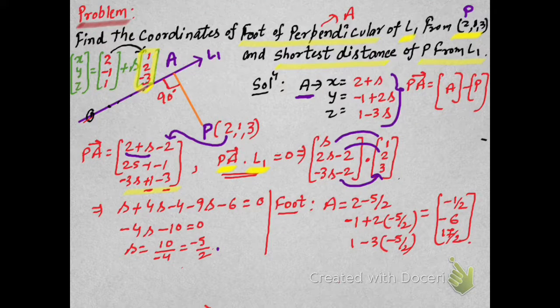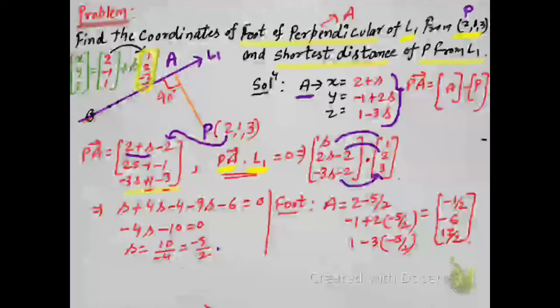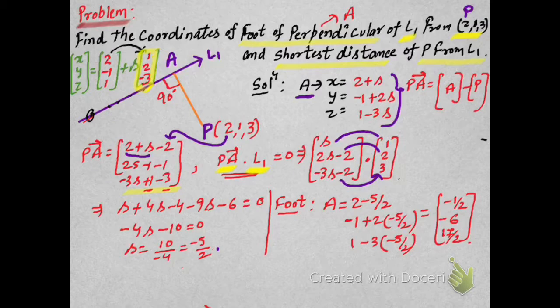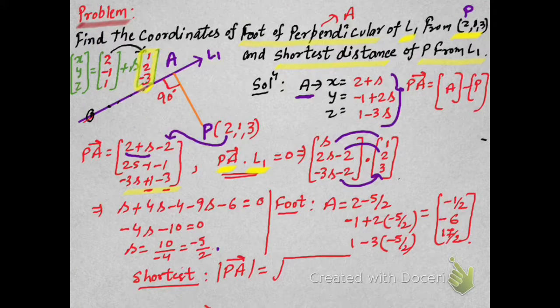Okay, so this is my foot of perpendicular, and once you have A, you can find vector PA, which is very easy here: S, 2S minus 2. I will not do that calculation, I will leave it to you. For the shortest distance, just find vector PA and its magnitude using the square root formula. Okay, so that's it for the day. You just practice and calculate it and try some other problems. Thank you.